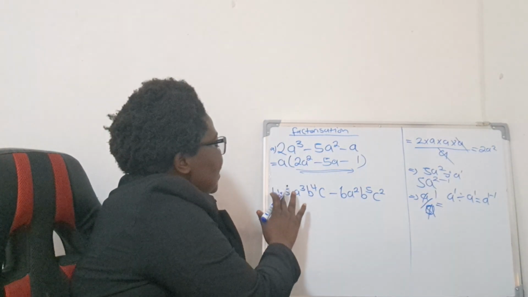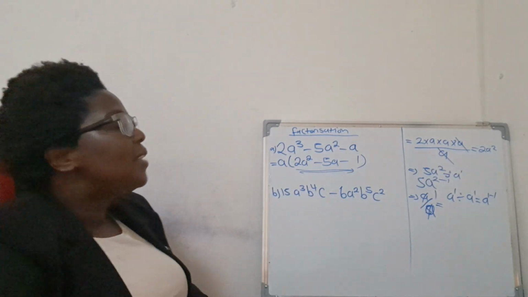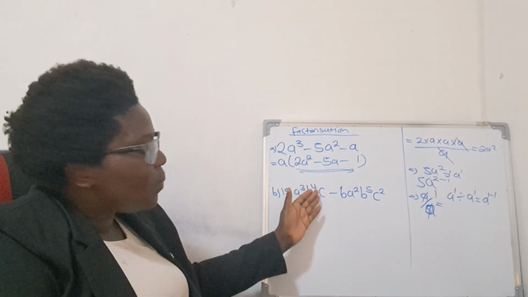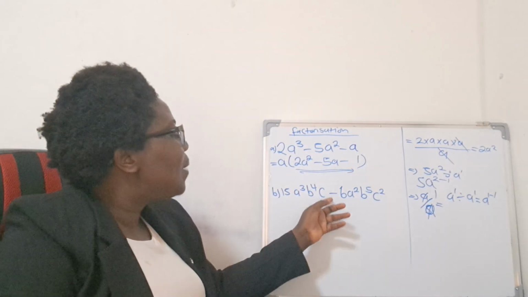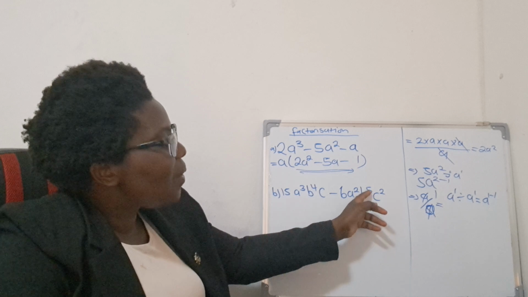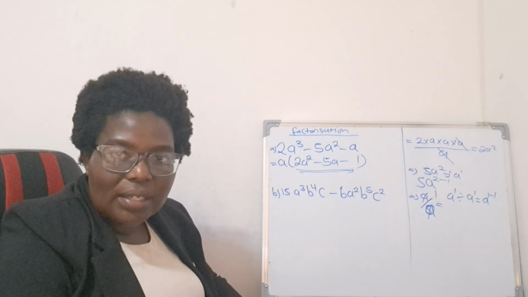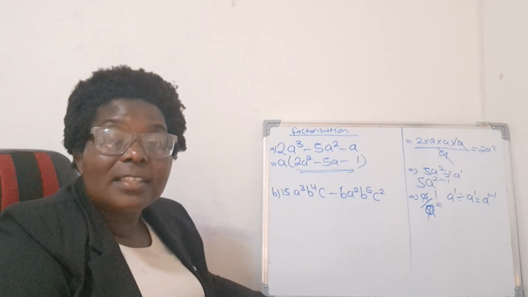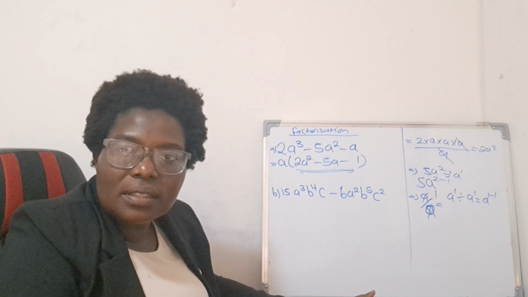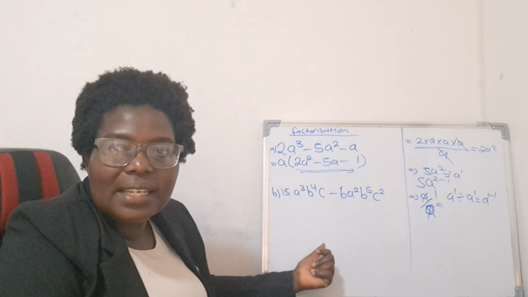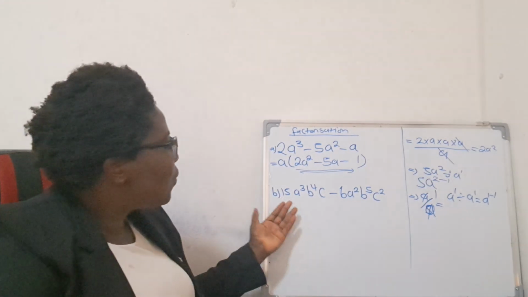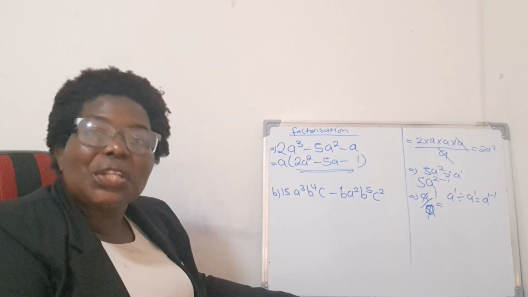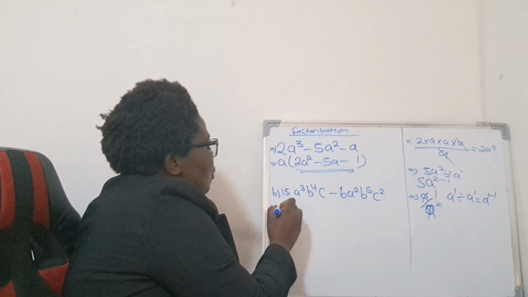Factorization again. We need to look at the highest number that can get into 15a cubed b to the power 4 c minus 6a squared b to the power 5 c squared. From this, I can easily see that 3 is the highest common factor, because 2 can't get into 15, but 3 can. But can 4 be used? The answer is no. Why? Because 4 can't get into 6. So 3 is our highest common factor.